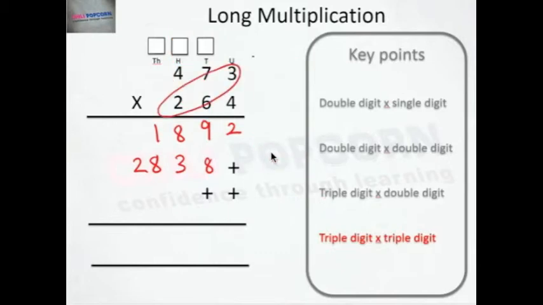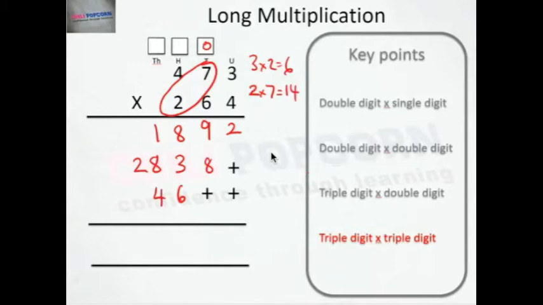3 times 2 is equal to 6. So we write down 6, there's nothing to carry over. Then we do 2 times 7. So that's 2 times 7 is equal to 14. There's nothing to carry over, so we just write down 4. This time we carry over 1. 4 times 2 is equal to 8, plus the 1 that we carried over, 8 plus 1 is 9. So we write down 9.